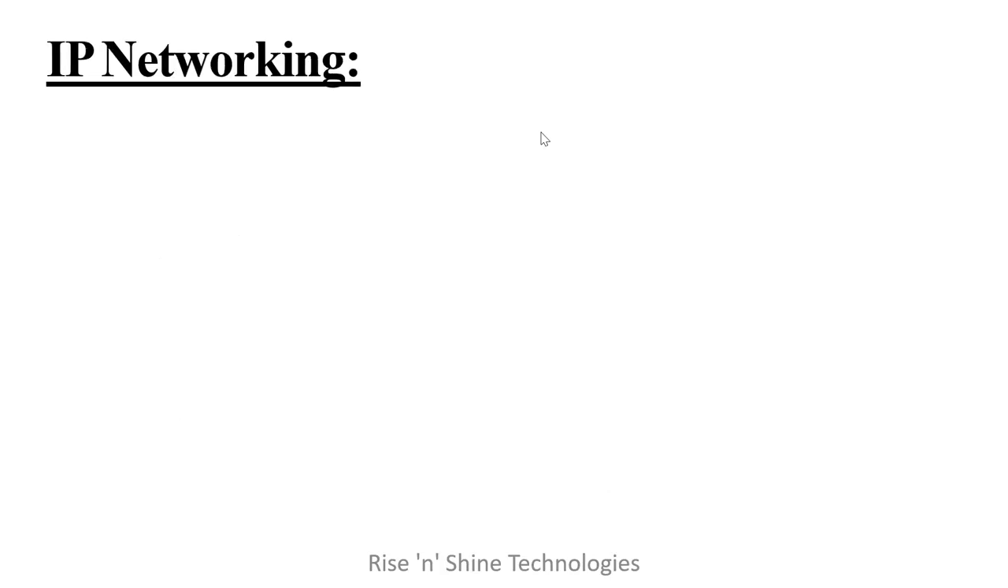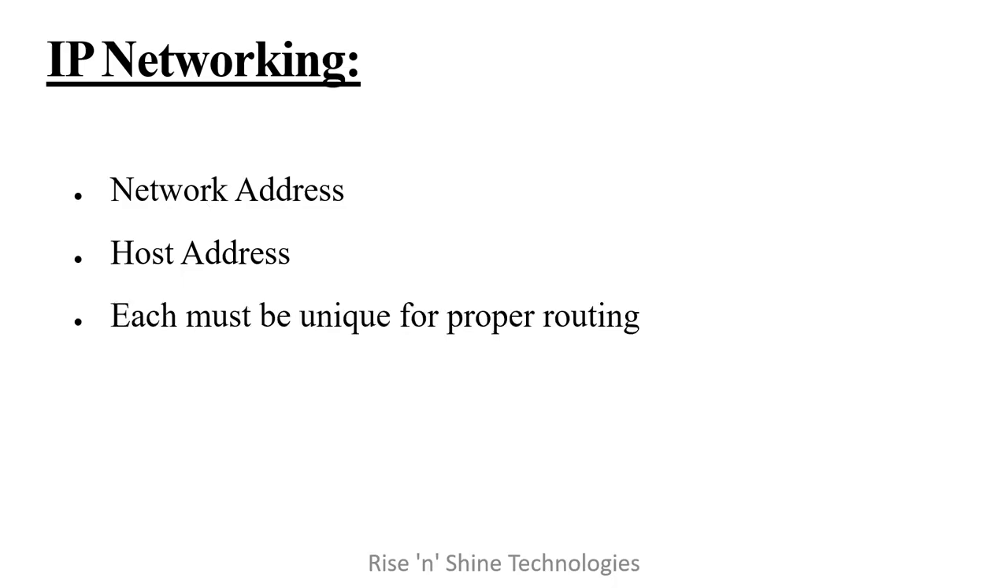So IPs play an important role on networks. Not only the IP, but the IP belongs to a network, and networks of networks is the internet. In IP networking, if you identify one IP address, that IP address has the network address as well as the host address. Host is nothing but the device address. It is like our house number, but the house belongs to which area? The area is our network address. Network address and host address are the two important things. Each must be unique for proper routing.